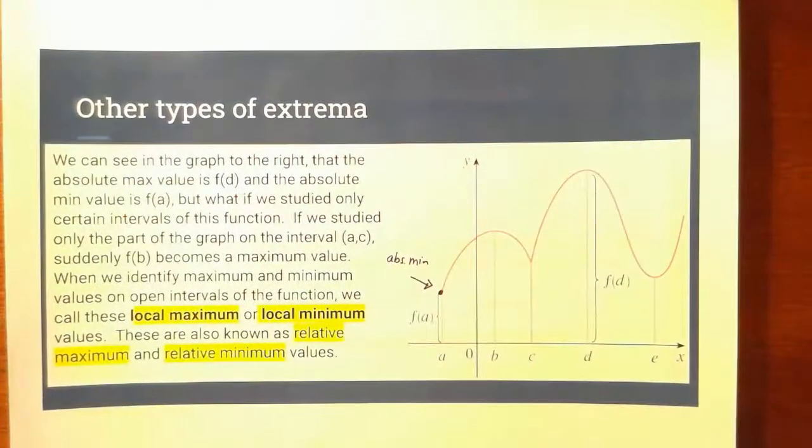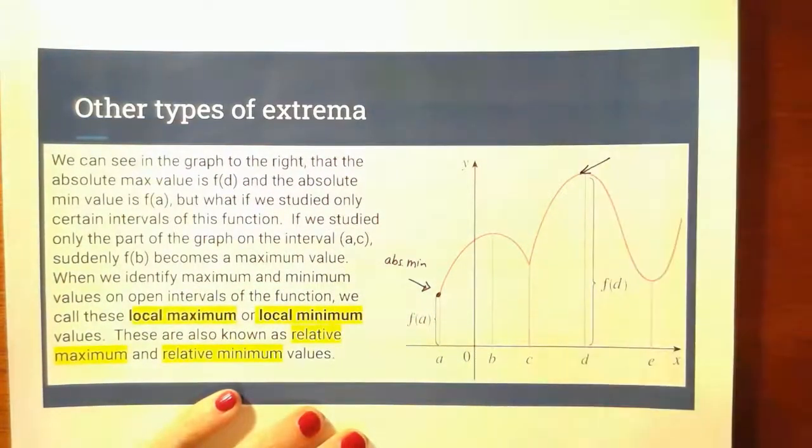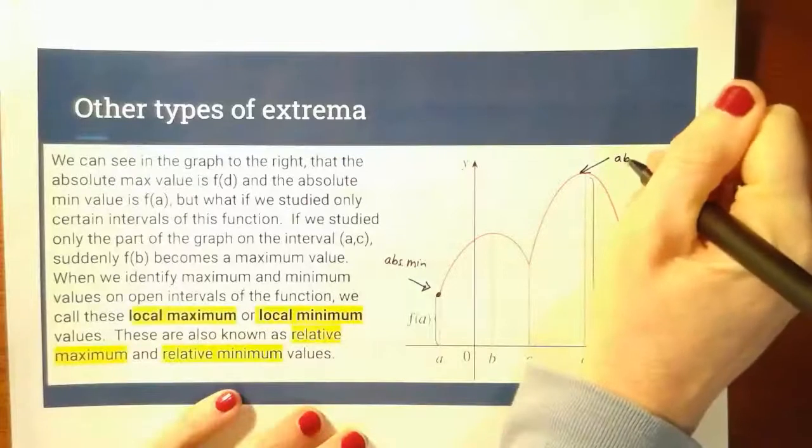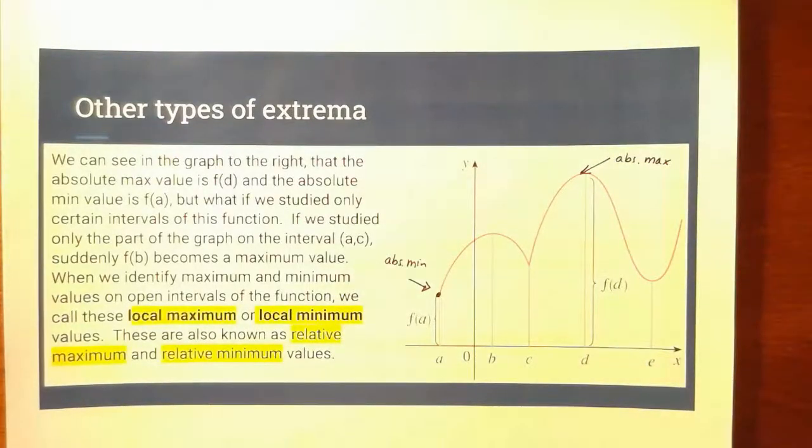And so our absolute minimum value occurs at A, and our absolute min value would be the f of A value, whatever that happened to be. And then we can see all the way over here at D that this point is our overall highest point. And so we would call this our absolute maximum value. And again, the absolute maximum value would be whatever the value of f of D was.